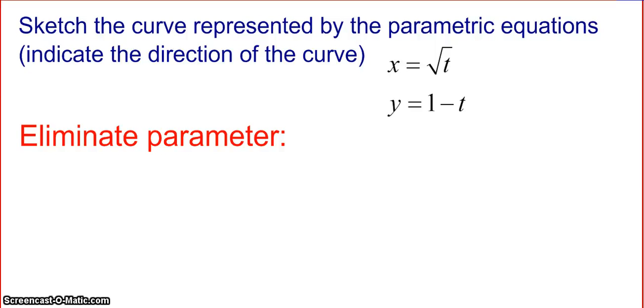Alright, so now I want you to try this one. Sketch the curve represented by the parametric equation, indicate the direction of the curve when x equals the square root of t and y equals 1 minus t. Do this by eliminating the parameter. Pause the video, unpause when you're ready to check your curve.